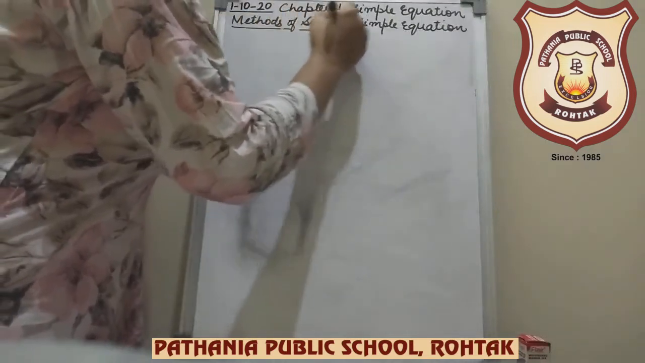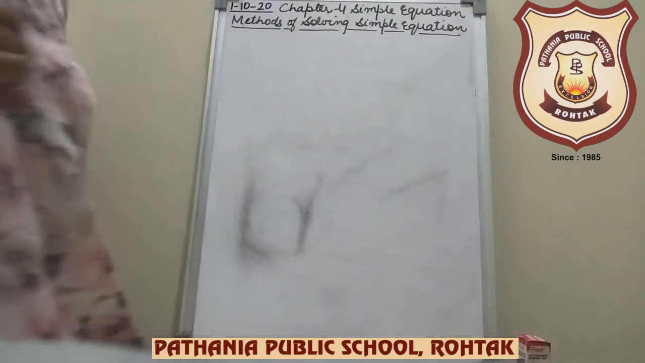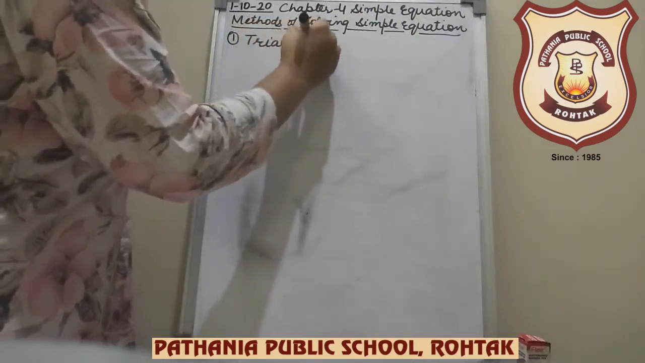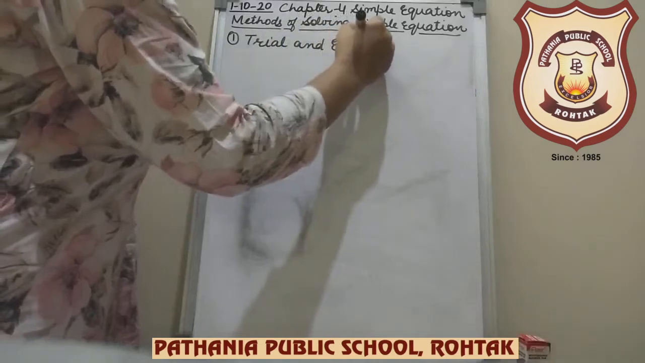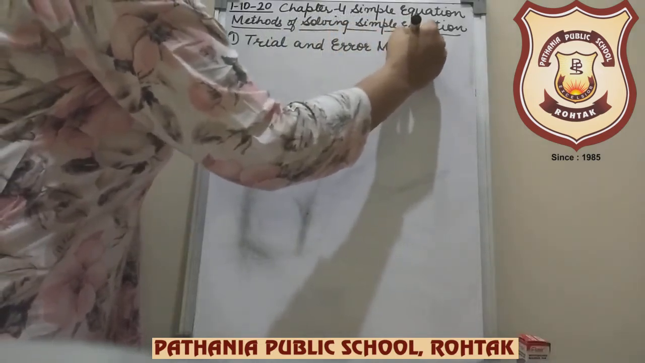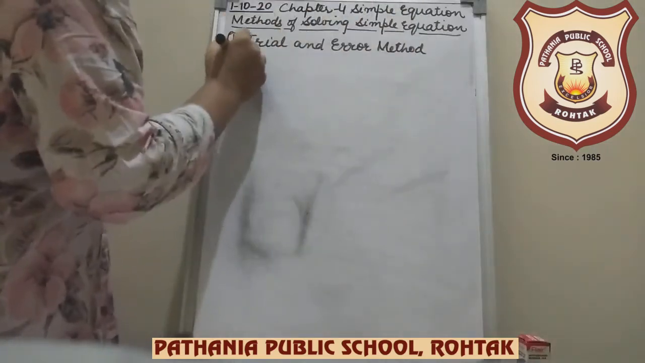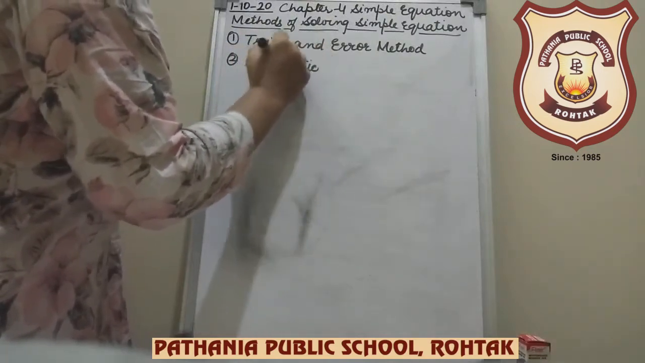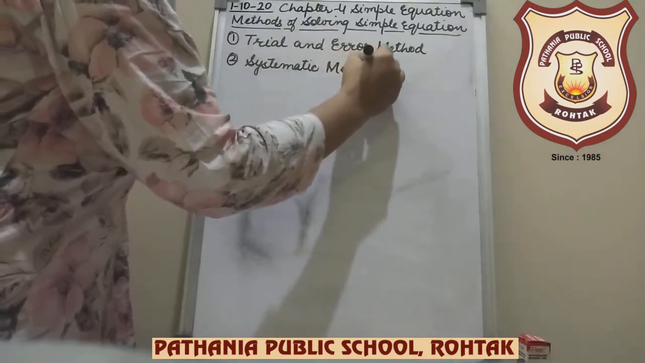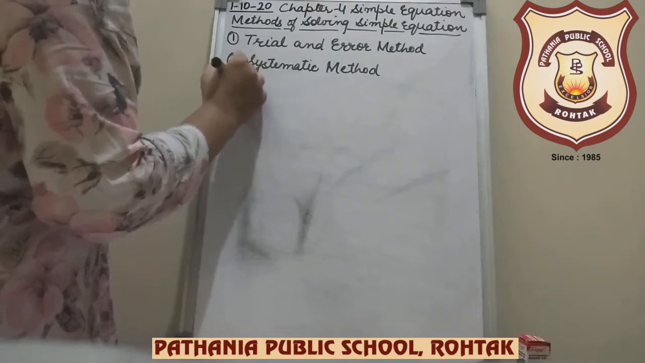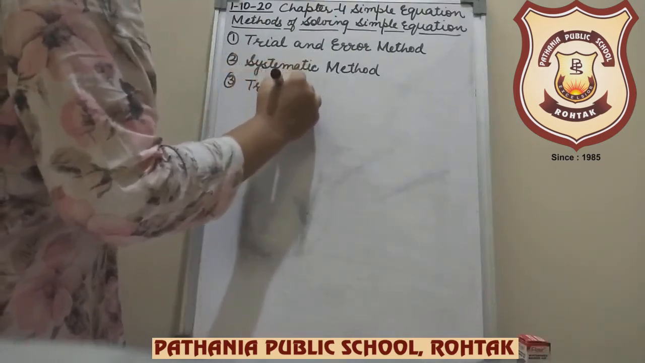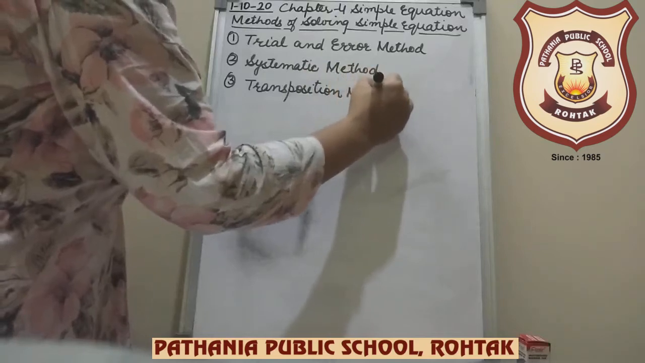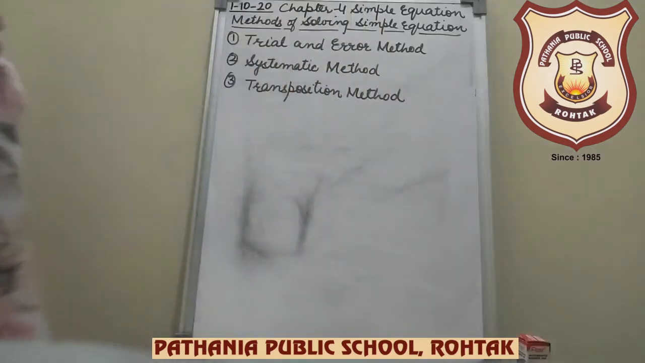Now, if you remember, we have done three methods. First is trial and error, the trial and error method. Second is your systematic method, and the third one is the transposition, the transposition method. Okay, these are the three methods.